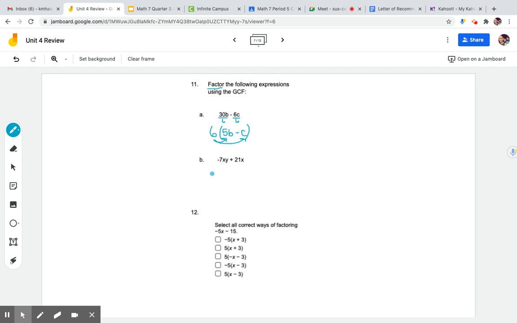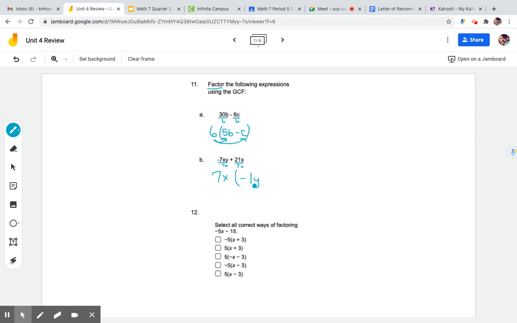Letter B, not only do I have a 7 in common, but I also have an x in common. So now we're going to divide each term by 7 and x. My little x's are a little tough. So on the outside the parentheses, we have 7x. Negative 7 divided by a positive 7 is negative 1. X divided by x is 1, and then I'm left with a y.